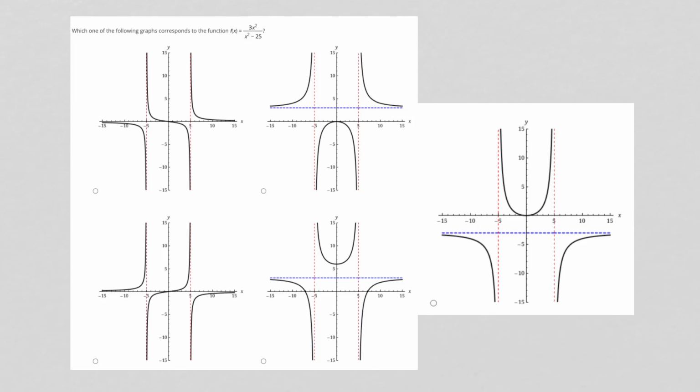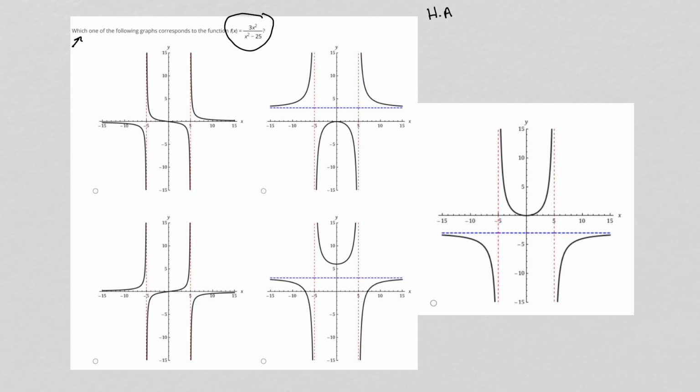So this question says, which one of the following graphs corresponds to the function f of x equals 3x squared over x squared minus 25? So first thing I'm going to do is determine the horizontal asymptote.